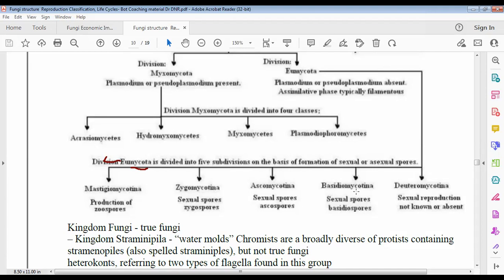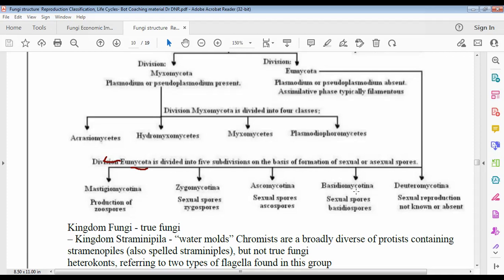Where does nuclear fusion take place in Basidiomycota? In the basidium. Secondary mycelium before forming the basidium. Tertiary mycelium is also called the basidium. Primary mycelia fuse and form the secondary mycelium. In the secondary mycelium, plasmogamy takes place. At the formation of the tertiary mycelium, the basidium, karyogamy takes place. In the secondary mycelium, dikaryotization takes place. It forms the basidiospores, and that group of fungi is called Basidiomycota. How many basidiospores are formed from each basidium? Four. Eight ascospores, four basidiospores.